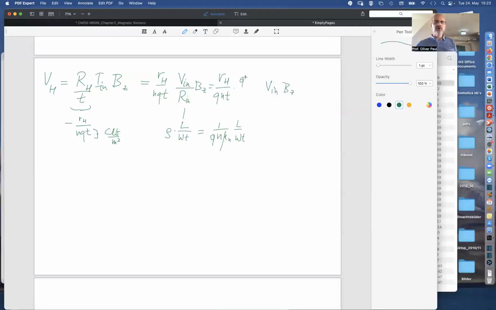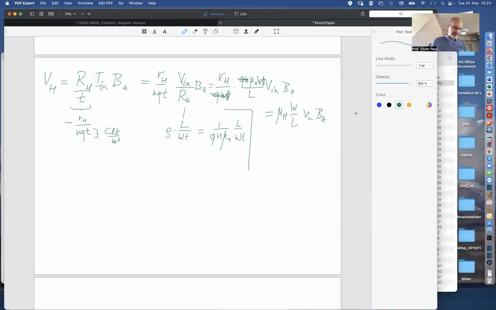And so we have Q and mu in the numerator, and we have WT also in the numerator. We have L in the denominator, and then we can cross out quite a few things, namely QN. Then T is gone, and what remains is mu and W. Okay, so this is equal to RH times mu Hall, times W over L times V in times PZ.